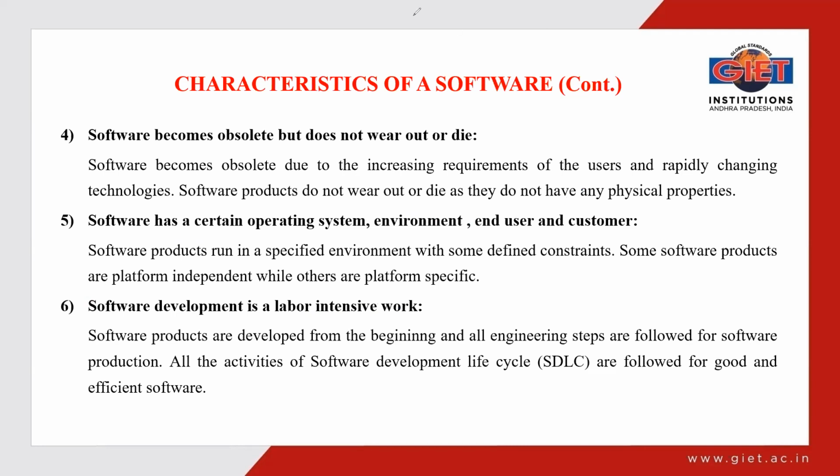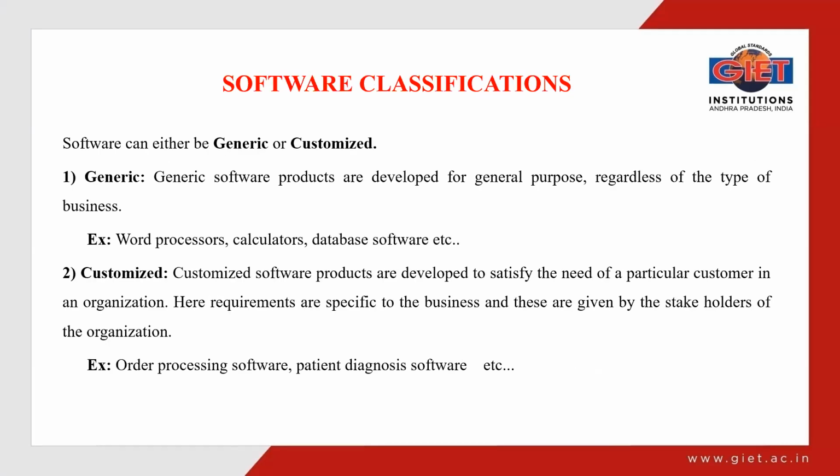I'm moving on to the next slide. Software classification. What is meant by software? I already told you, software is a collection of programs together with data, procedure, rules, and associated documentation. After that, we have seen the various characteristics of software. Software has logical properties rather than physical properties. It is produced in an engineering manner rather than the classical sense. It is amenable to change. It becomes obsolete but does not wear out or die. It is a labor-intensive task. It runs in a certain operating system or environment. So now we have seen two topics: what software is, as well as the characteristics of software.